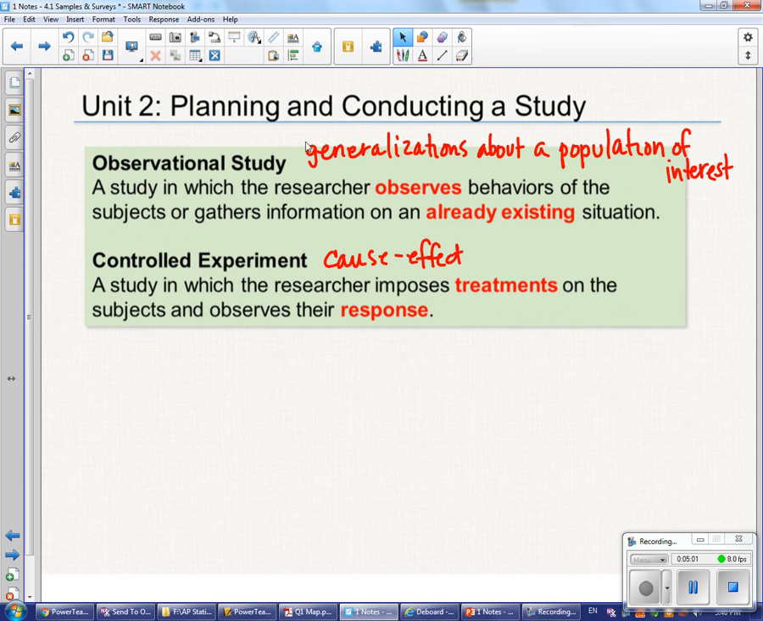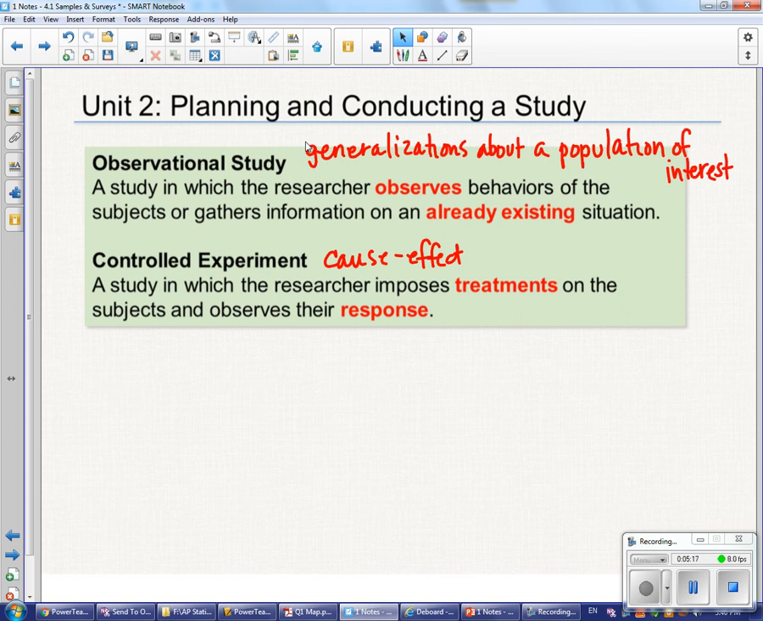My goal is to prove that one thing causes a reaction in another. That's the purpose of doing an experiment. So in the study, a researcher imposes what we call a treatment on the subjects and then observes their response.